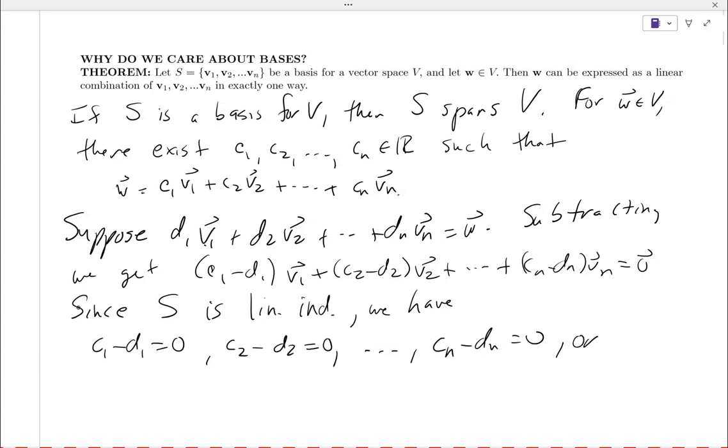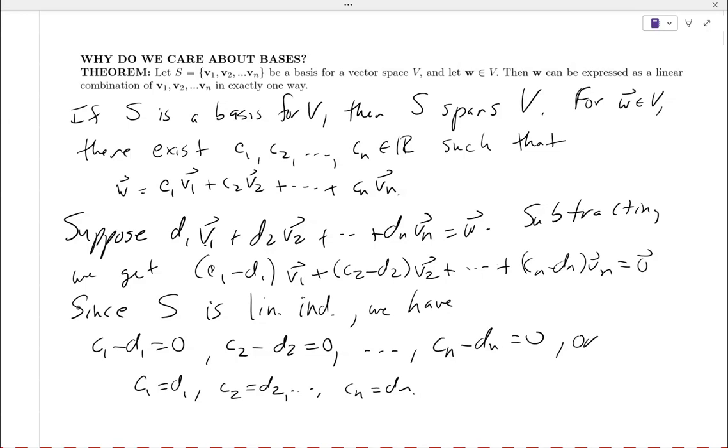Or we rearrange, what does that tell us about the C's and the D's? They're equal to each other, right? So C1 equals D1, C2 equals D2, Cn equals Dn. So did we really have 2 different linear combinations that gave us W, or did we have the exact same linear combination that just gave us W twice? Same, good. Yeah, we have the same exact linear combination. So there's only one linear combination that gives us W.